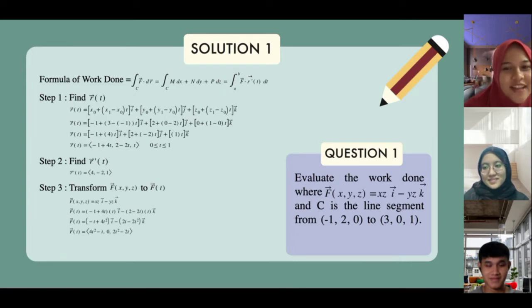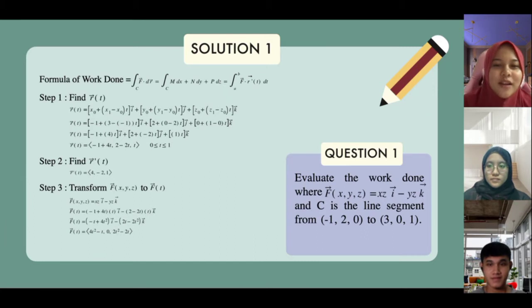After that, we need to identify x0, y0, and z0, and x1, y1, and z1. For this case, x0 is equal to -1, y0 is equal to 2, and z0 is equal to 3, while x1 is equal to 3, y1 is equal to 0, and z1 is equal to 1. After that, we substitute all the values in the first equation, and after calculating we get the components where i is equal to -1 plus 4t, j is equal to 2 minus 2t, and k is equal to t.